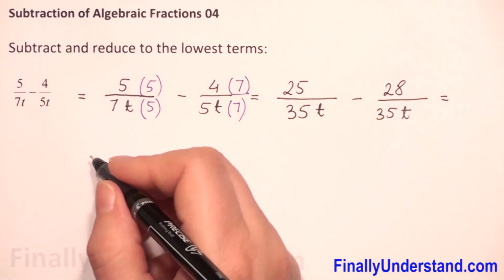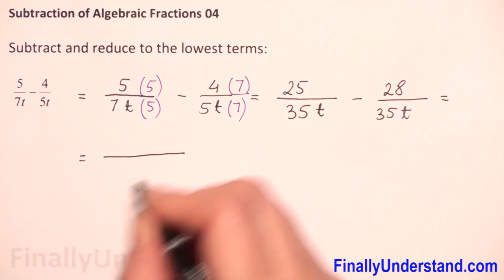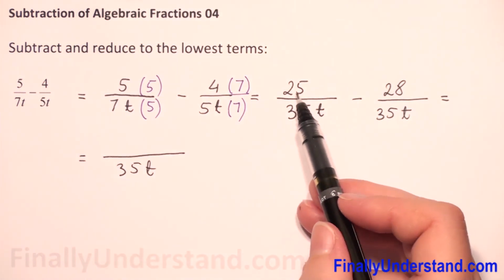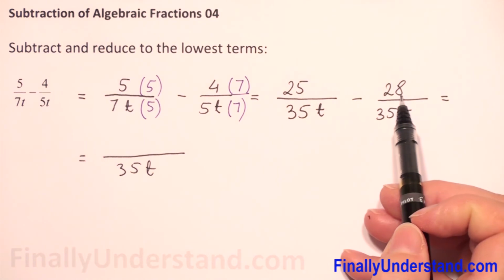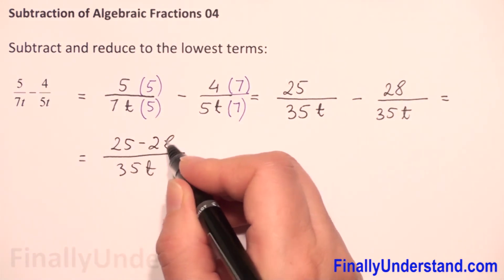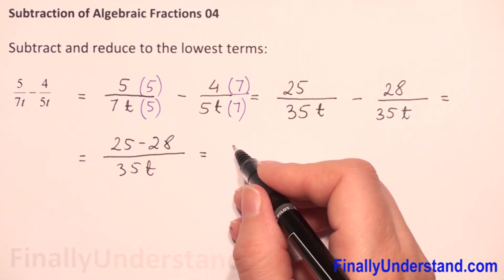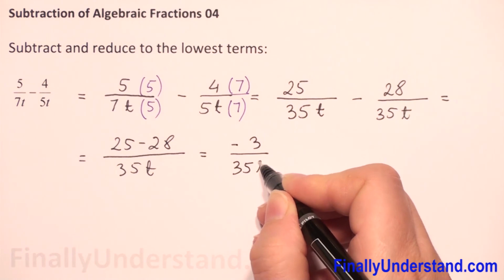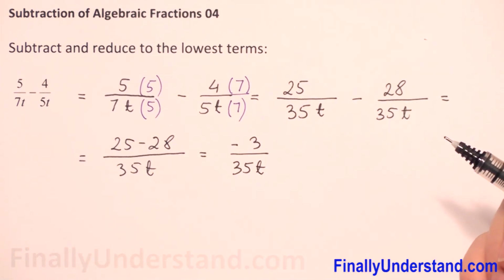So this is equal. Now when we have the same denominator, we copy the denominator and we subtract the numerators. 25 minus 28. So this is equal to negative 3 over 35t. We cannot reduce anything here, so this is my solution.